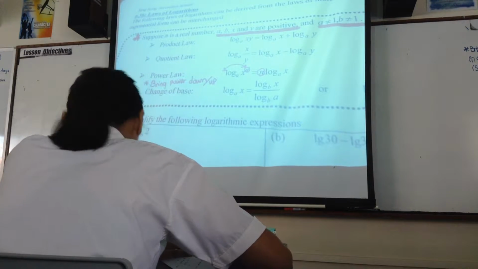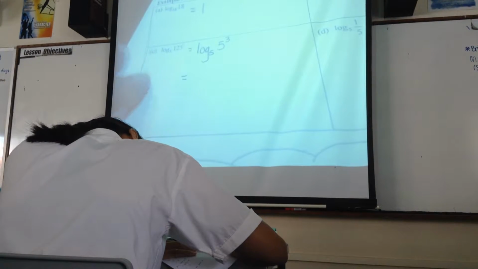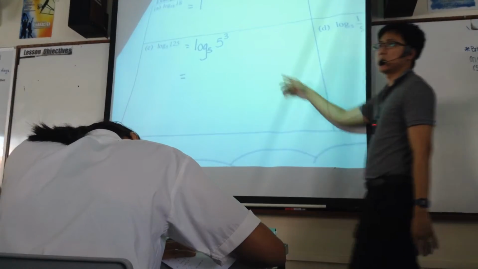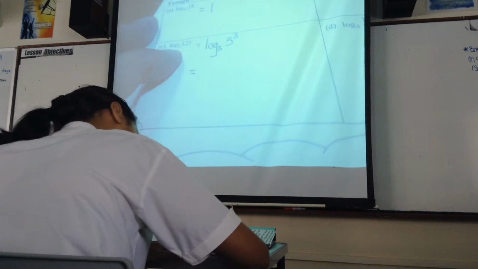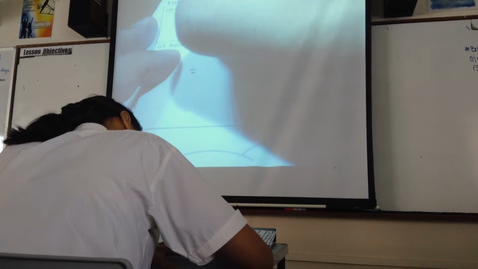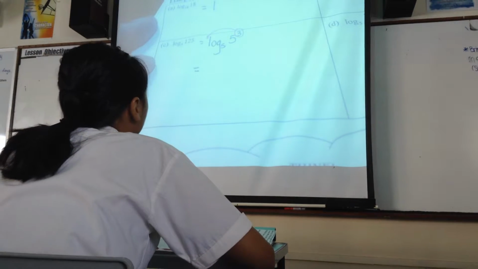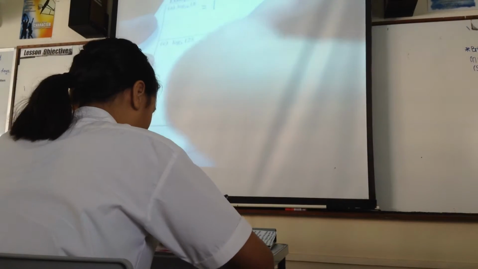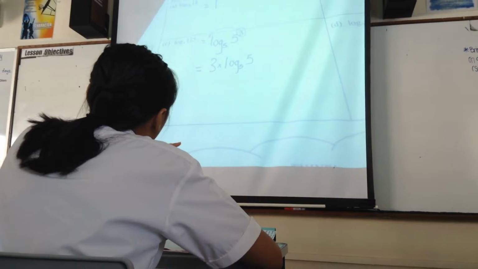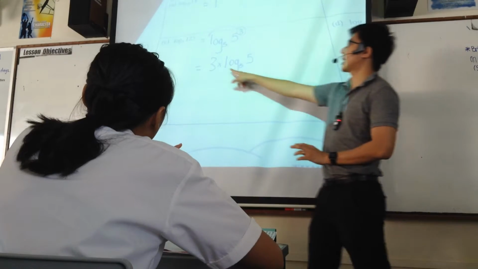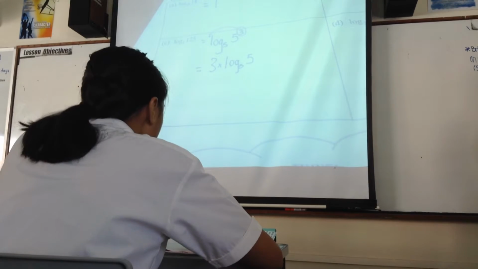Okay. Now can you turn over to the previous page? Now, what is the power here? 3, right? So just now what we learned is I can bring down. Can you circle the 3 and draw an arrow? Really like bring the number down. So you will have 3 times log base 5 of 5. Now, you don't need to write the times, so you just write 3 log base 5 of 5. What is log base 5 of 5? 1. So this answer is 3.